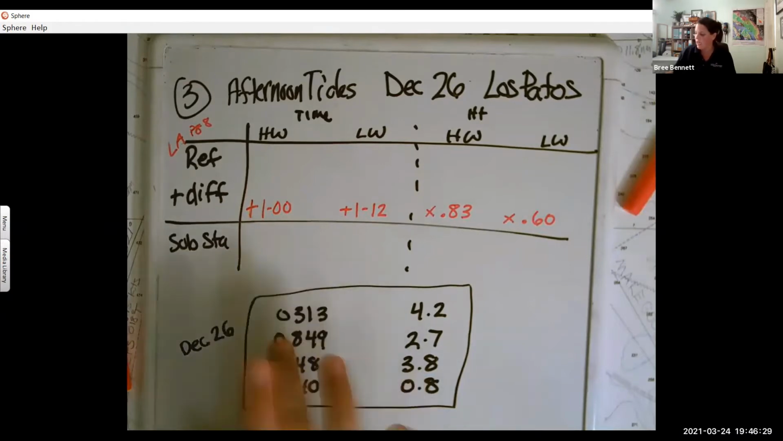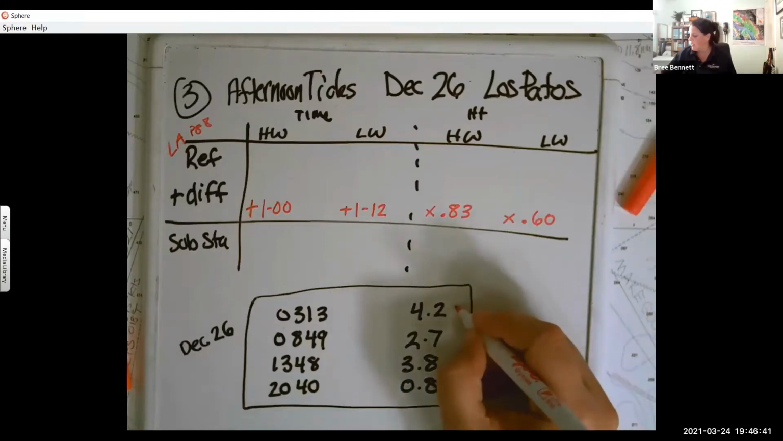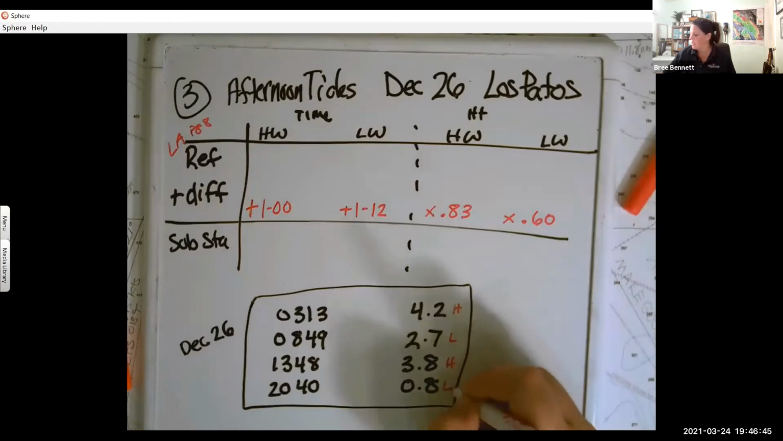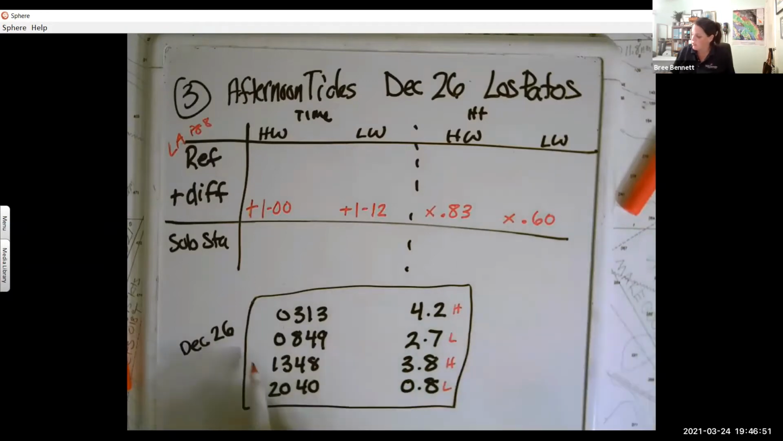And now I want to find the times and the feet to put in to my chart here. So I have a high water, a low water, a high water, and a low water. And I'm looking for my afternoon tides. So that is going to be these tides.